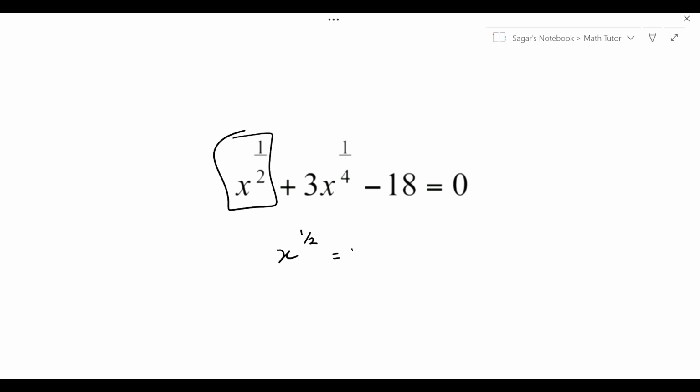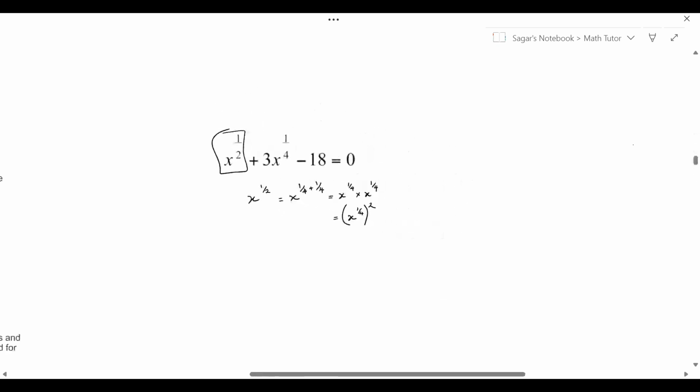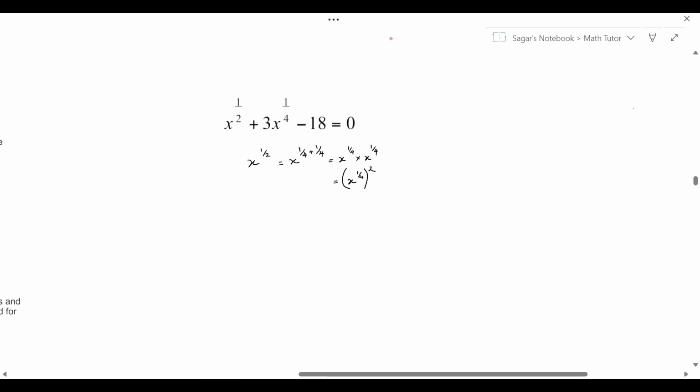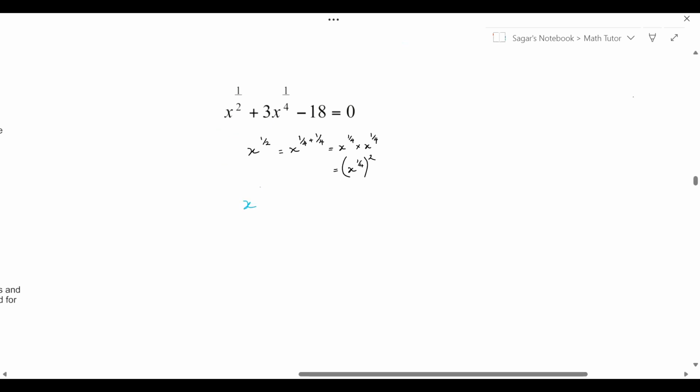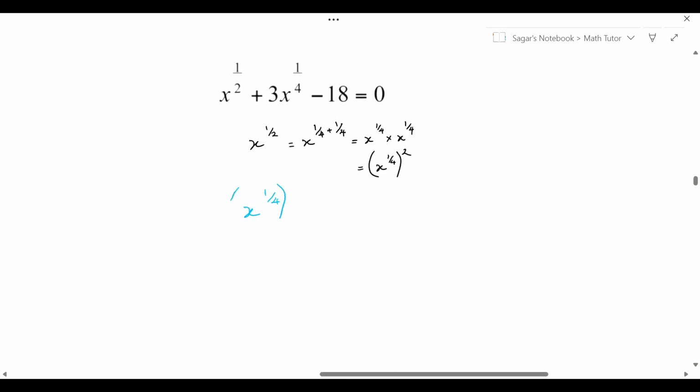We know that x to the half is equal to x to a quarter plus a quarter, which is equal to x to a quarter multiplied by x to a quarter. And this is equal to x to a quarter all squared. So let us substitute this expression in that position. We have x to a quarter all squared plus 3x to a quarter minus 18 equals 0.